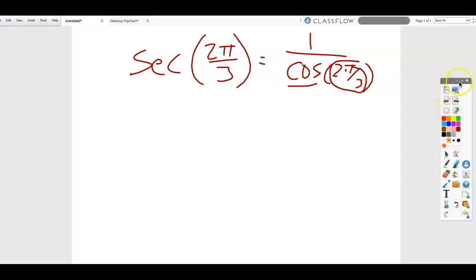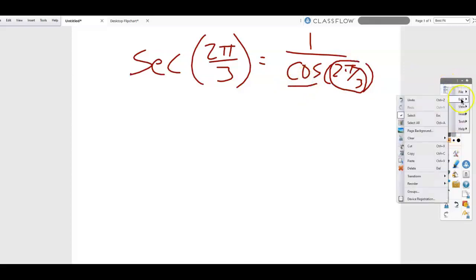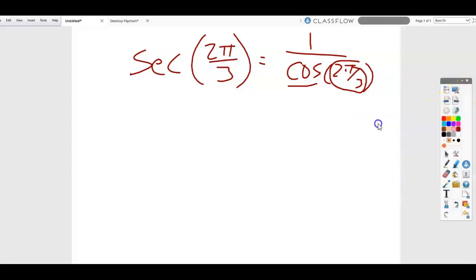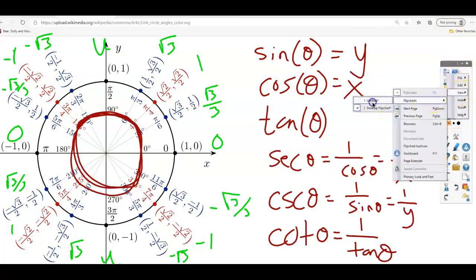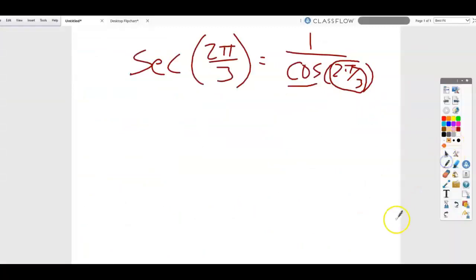So let's go ahead and go to our chart now and find where 2 pi over 3 is, and find the x value that goes with that. So here's 2 pi over 3, and the x value that goes with that is -1/2. So let's go ahead and go back now. We have a little bit more work to do, though, with these reciprocal ones. So what I have now is 1 over cosine of 2 pi over 3, that's negative 1/2. So now we need to simplify that.